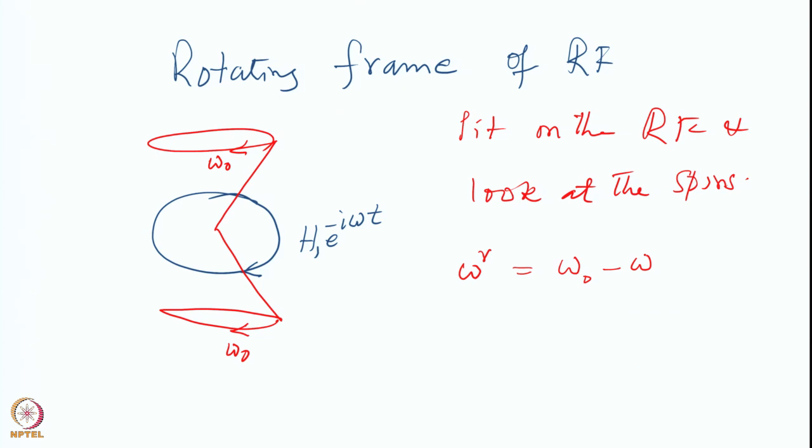And if I want to consider this as a magnetic field, just as we said omega naught is equal to minus gamma H naught, omega r will also be equal to minus gamma times another field which I call HR, and this will be the field in the rotating frame.